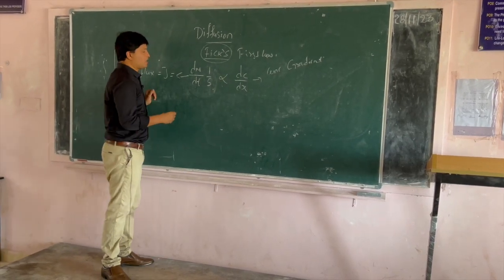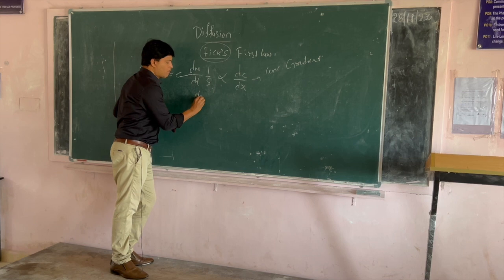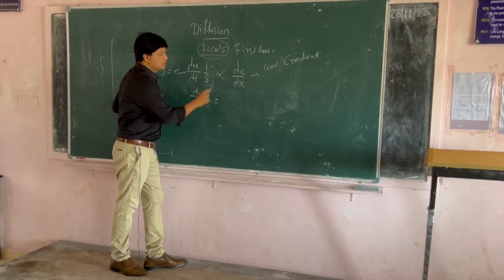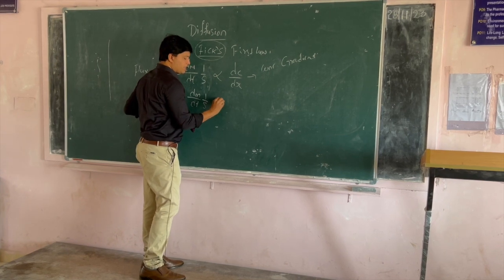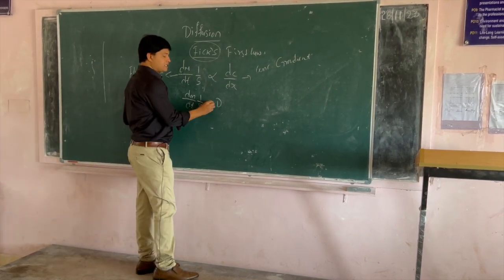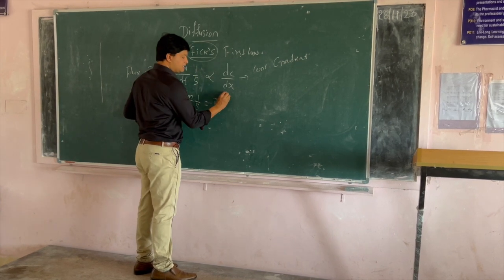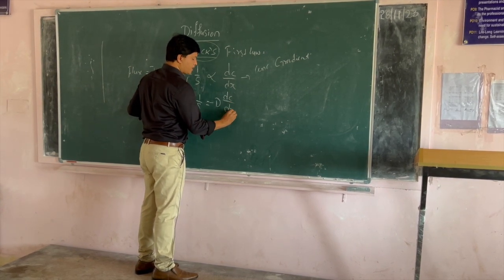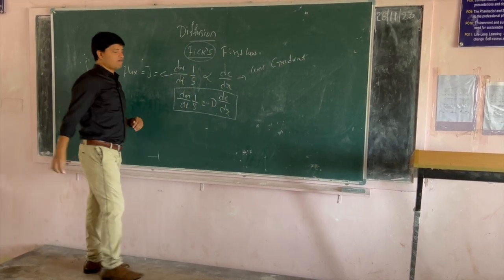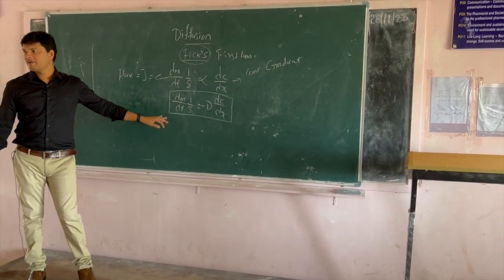Remove the proportionality constant now. I don't want a proportionality constant, I want an equation. So to remove the proportionality constant, we are keeping a constant called D, and we are mentioning a negative sign here. I will tell you why. dC by dx. This is the equation for Fick's first law, which defines your diffusion.